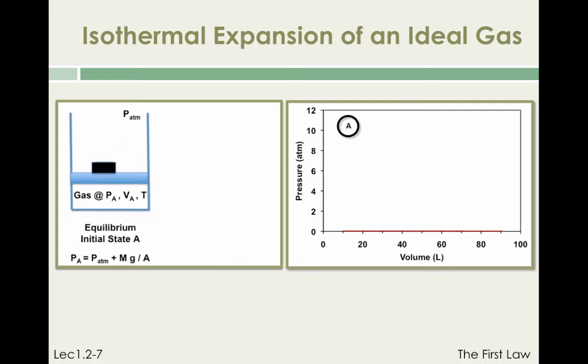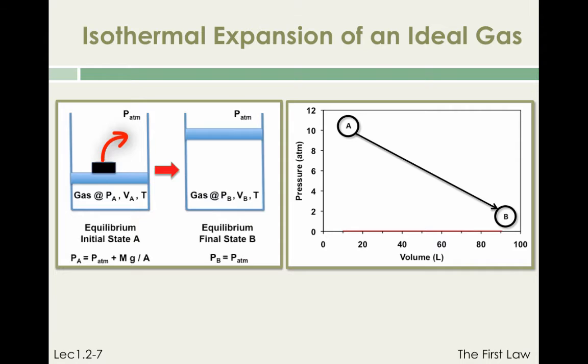So let us quickly review the case of a one-step expansion for an ideal gas under isothermal conditions. Gas is initially constrained in a small volume V sub A at a pressure P sub A under the combined actions of the mass m and the atmospheric pressure. As we remove the mass m from the surface of the piston, the gas expands quickly until it reaches an equilibrium state where its pressure P sub B is equal to the external pressure. In this state, the gas occupies a volume V sub B.